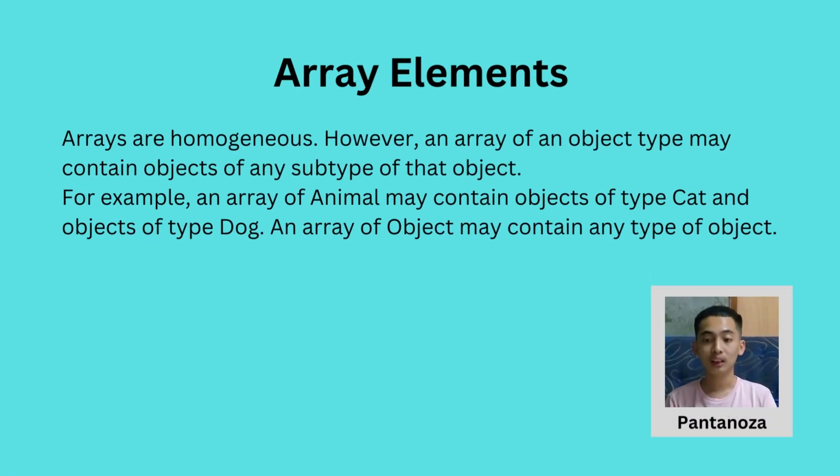Array elements. Arrays are homogeneous. However, an array of an object type may contain objects of any subtype of that object. For example, an array of animal may contain objects of type cat and objects of type dog. An array of object may contain any type of object.